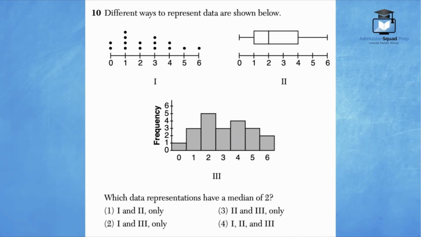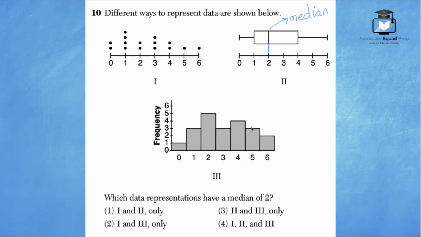Number 10, different ways to represent data are shown below. We have a dot plot here, we have a box and whisker plot, and we have a histogram. Which data representations have a median of 2? The easiest representation to determine a median is actually the box and whisker plot. We can see that the middle number right here is 2. So that is always going to be the median.